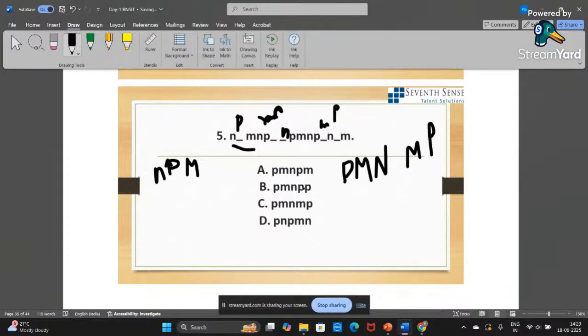P, M, N. In this, in option D, it is not right, as the sequence should end with P. So option A is also not the right answer. Then N, P, M, N, M, P. So option C is the right answer. The sequence is NPM, NPM, NPM, NPM.